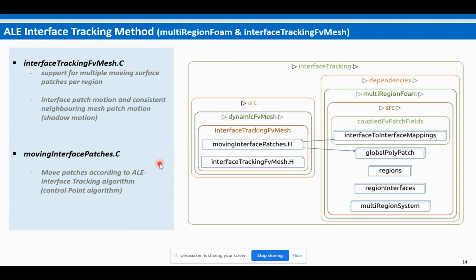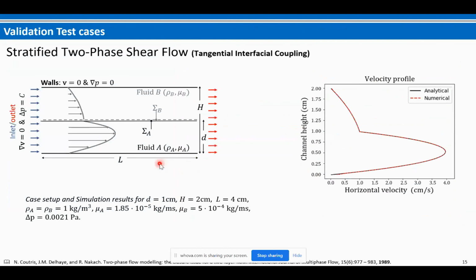Yeah, I think that concludes the codes part. For validation, we looked for some typical benchmark cases for testing solvers. The first case is a stratified flow scenario due to pressure gradient. Here the coupling is in tangential direction. The analytical expression is available for the velocity profile and the results are in good agreement.